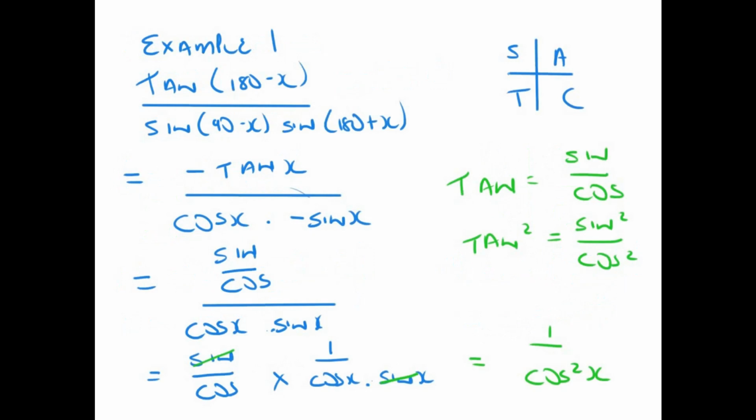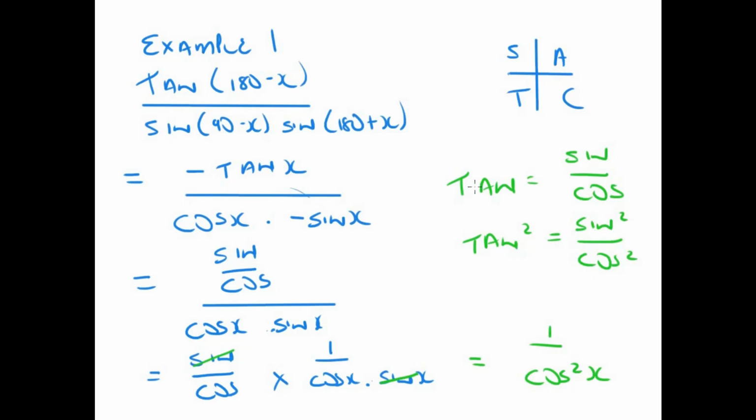Now let's look at a more complex example. Tan of 180 minus x divided by sine of 90 minus x times the sine of 180 plus x. So what we need to do now is simplify as far as we can. The one thing that I want to bring to your attention, something that you learn later on in identities, is that tan is equal to sine over cos. So sometimes when we see tan, we'll need to replace it with sine over cos, and tan squared of any angle is the same thing as sine squared over cos squared.